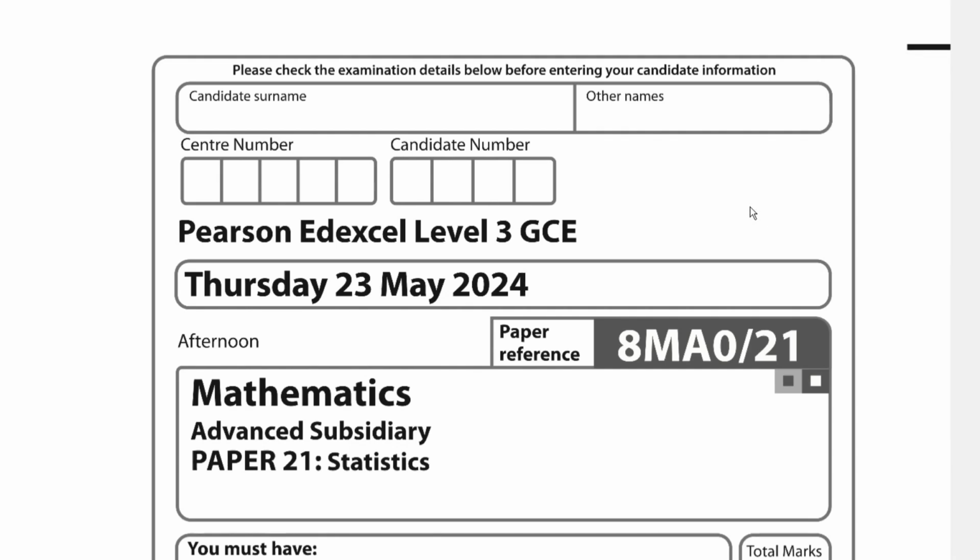This is the Edexcel AS Level Maths Paper 2 from the 2024 series, and in this paper we will be taking a look at the statistics module.